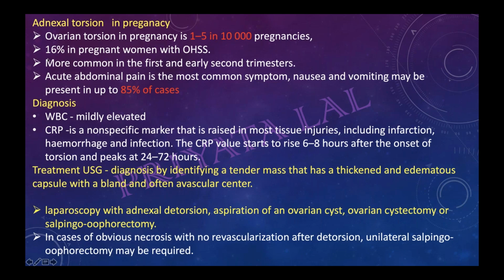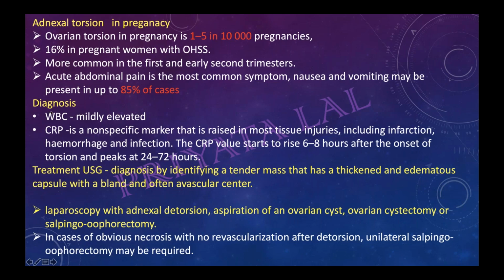Where it happens more commonly, it occurs in OHSS, the hyperstimulated ovary. Even in the OHSS guideline you will find they have spoken about torsion. So it can occur in 16% of pregnant women with torsion. Usually it will occur in the first and second trimester. Okay, the patient will present with pain that would be intermittent, usually one-sided, nausea and vomiting, and tachycardia.